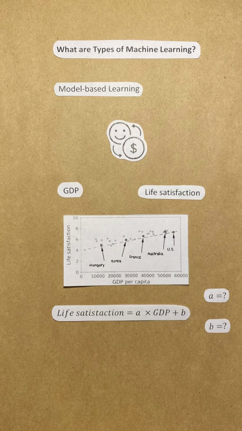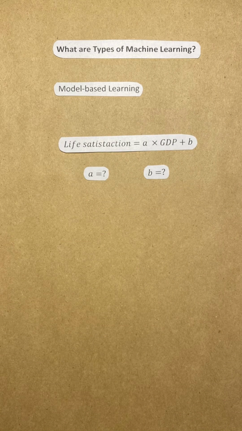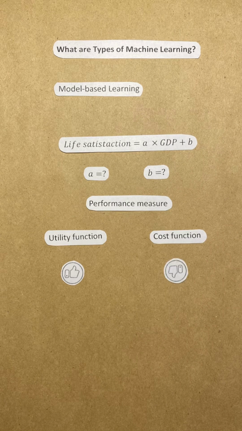To use the model, you need to find the best values for A and B. This involves training the model using your data. How can you know which values will make your model perform best? To answer this question, you need to specify a performance measure. You can either define a utility function, or fitness function, that measures how good your model is, or you can define a cost function that measures how bad it is.